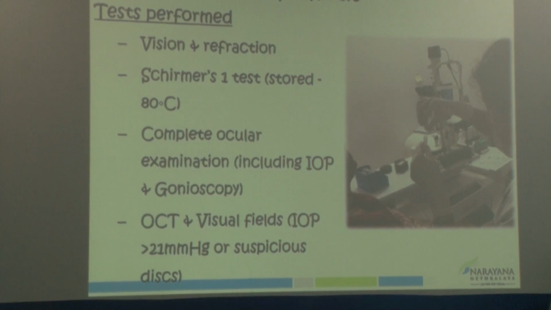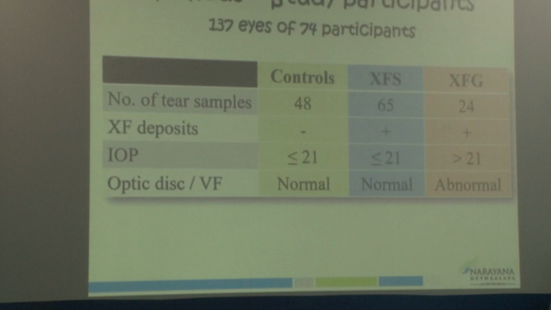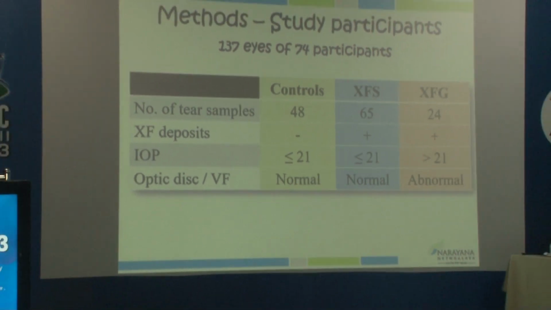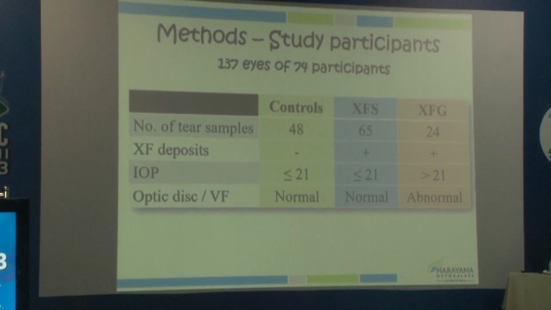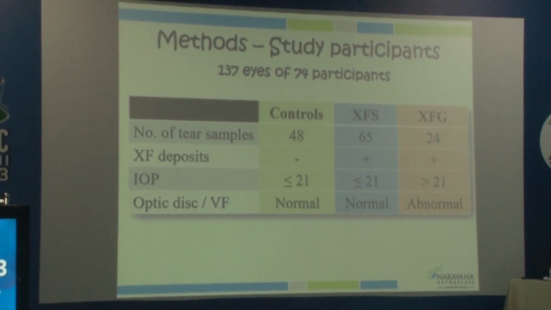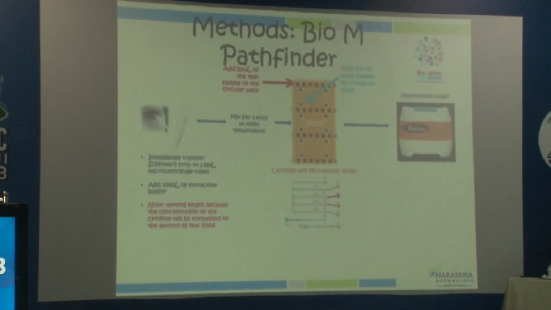All participants underwent a complete eye examination, including the intraocular pressure and gonioscopy, and where indicated OCT and visual fields were done. Based on these tests, the 137 eyes included in the study were divided into these three cohorts. Controls were defined as eyes with intraocular pressure less than 21 mm of mercury with normal optic disc and fields, and we had 48 samples. Pseudoexfoliation syndrome is similar to the controls, in addition to which it had deposits of pseudoexfoliation in the anterior segment, and we had 65 eyes. And lastly, the pseudoexfoliation glaucoma, where we had 24 samples.